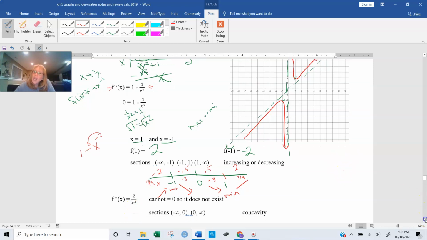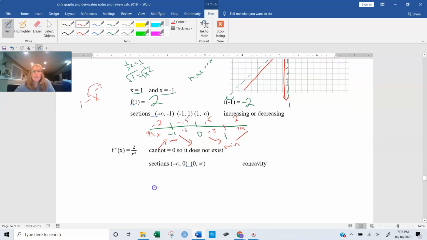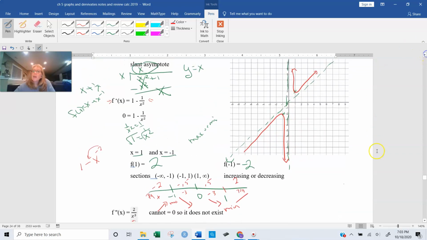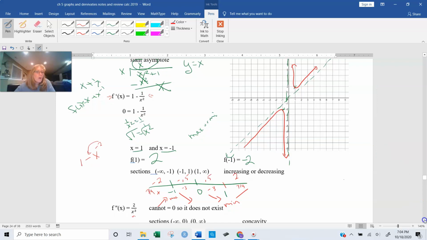But I can still check concavity on both sides of 0. So here's 0, and we would check negative 1 and 1. Well, if we plug negative 1 in, we get negative 2. So this guy is concave down. When we plug 1 in here, we get positive 2. So this guy is concave up. Okay, does that match what we have? This section is concave down. The other section is concave up. We've done an excellent job. I hope you have too.